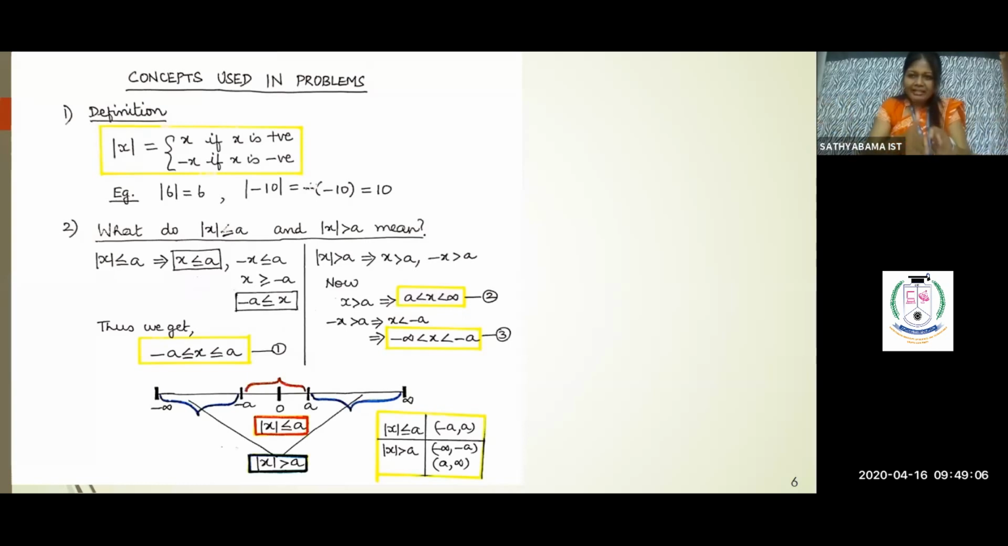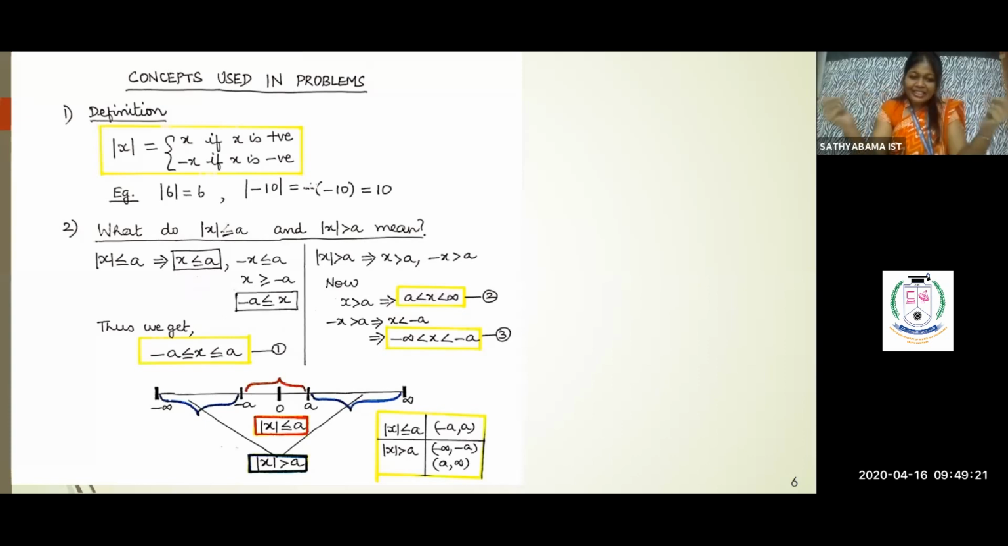Now, zero obviously will be the middle point. Where will minus a and plus a be? To the left of zero is minus a, to the right of zero is plus a, okay? Now, minus a to plus a is what region? It stands for the region modulus of x less than or equal to a, okay?